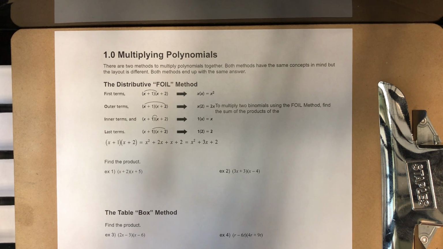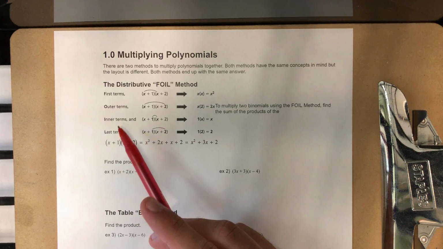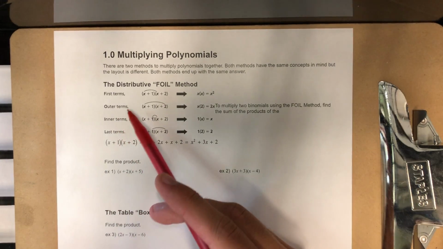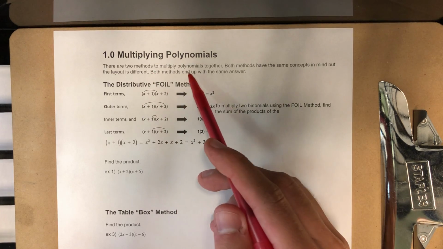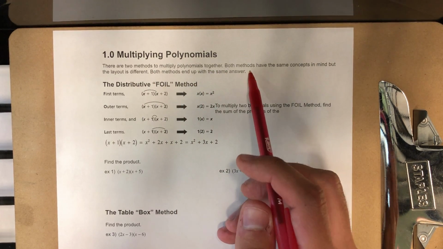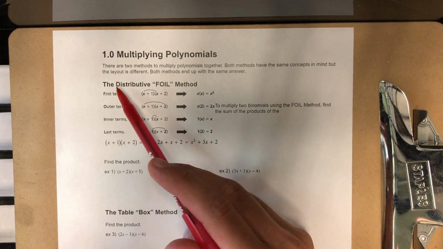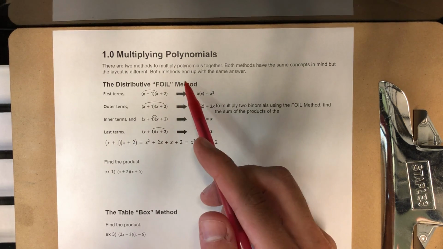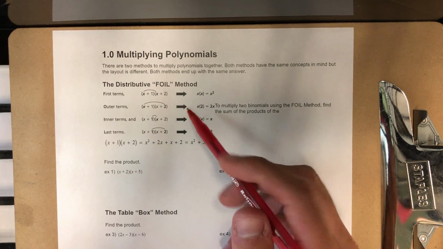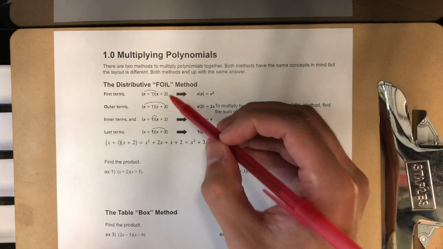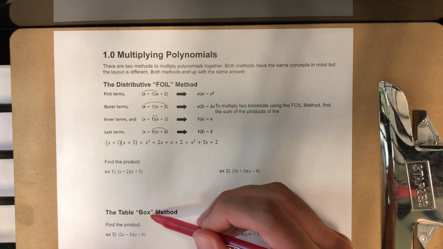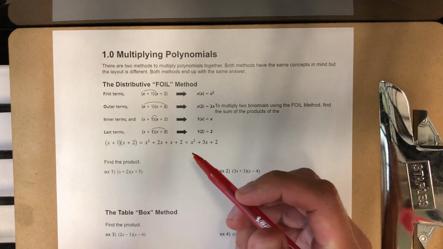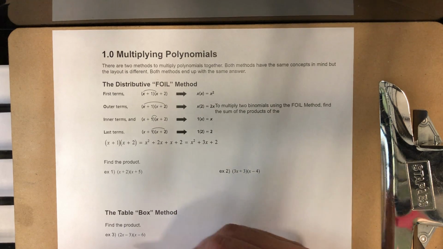Hello, multiplying polynomials. This is something you've seen before in Algebra 2 that we're revisiting now in pre-calc. There are two methods to multiply polynomials together. Both have the same concepts in mind, but the layout is different. Both methods end up with the same answer. So you'll be getting two methods, the FOIL method and the box method. Both work great, both are fine, you can use either.